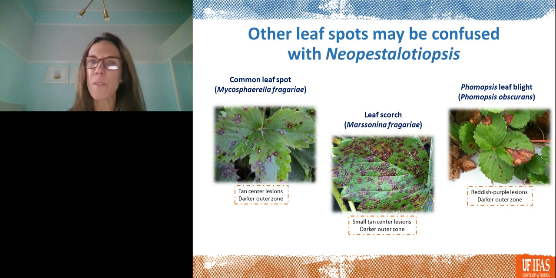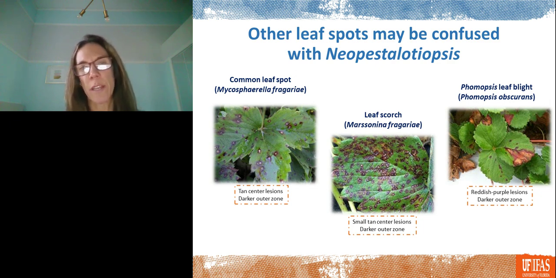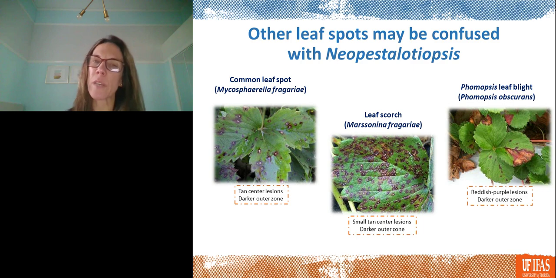There are several other leaf spots that may be confused with this one, and we were getting a lot of samples in the clinic at the time and right now this season, just because for every leaf spot now, our growers are worried that it could be this one. And usually our growers were not particularly concerned about the common leaf spots that you see on the screen here, because they're much more easily controlled and not as aggressive. Leaf scorch and common leaf spot that you see in those pictures are caused by Mycosphaerella and Marssonina, different fungi.